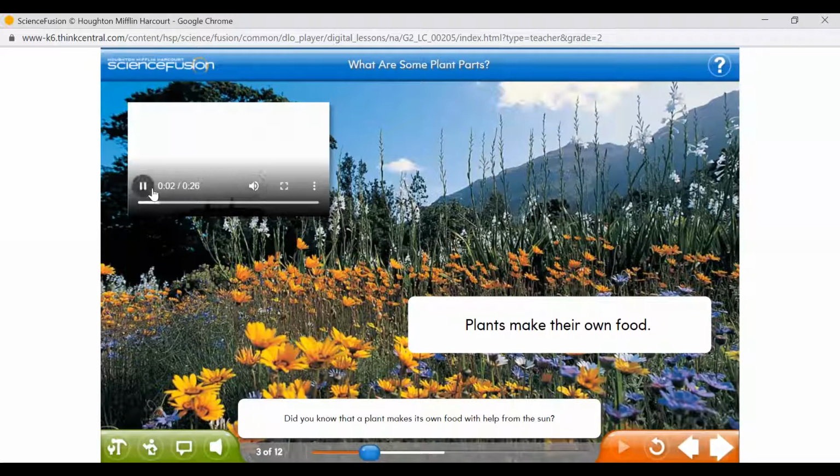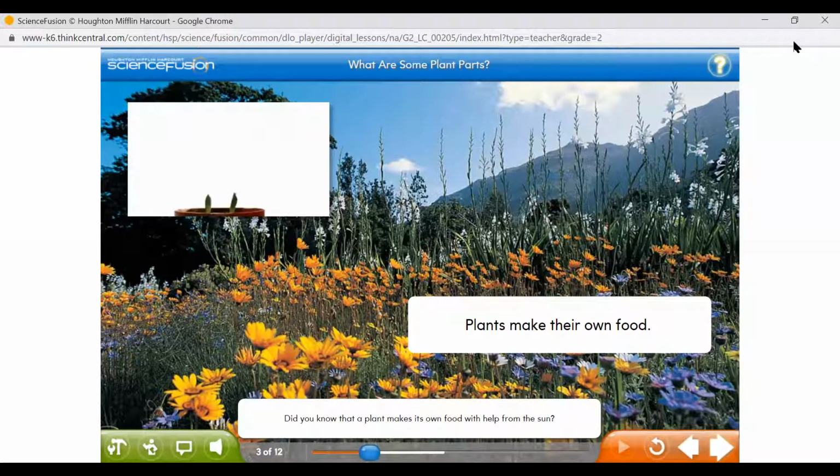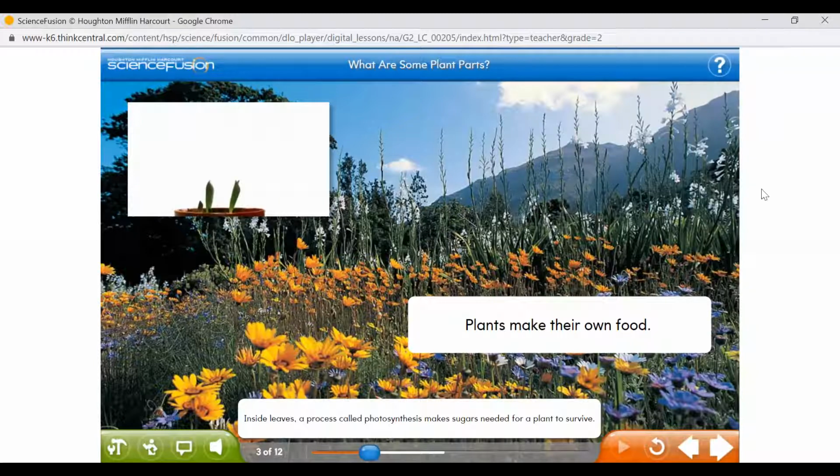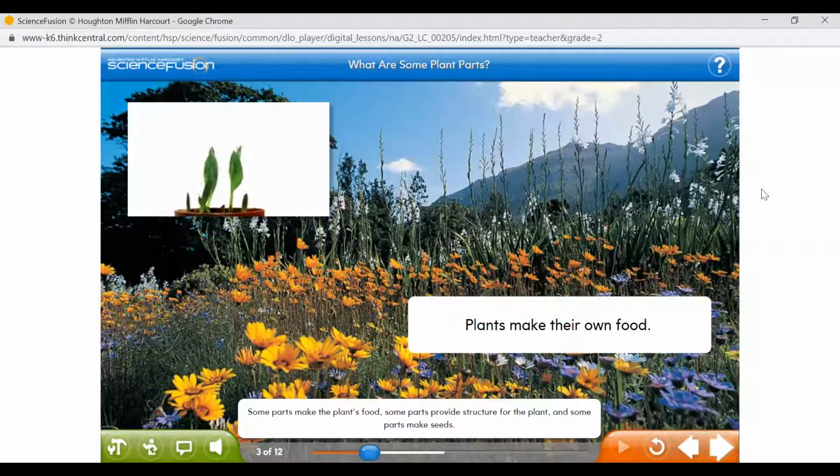Plant makes its own food with help from the sun. Inside leaves, a process called photosynthesis makes sugars needed for a plant to survive. Each plant part has its own function. Some parts make the plant's food, some parts provide structure for the plant, and some parts make seeds.